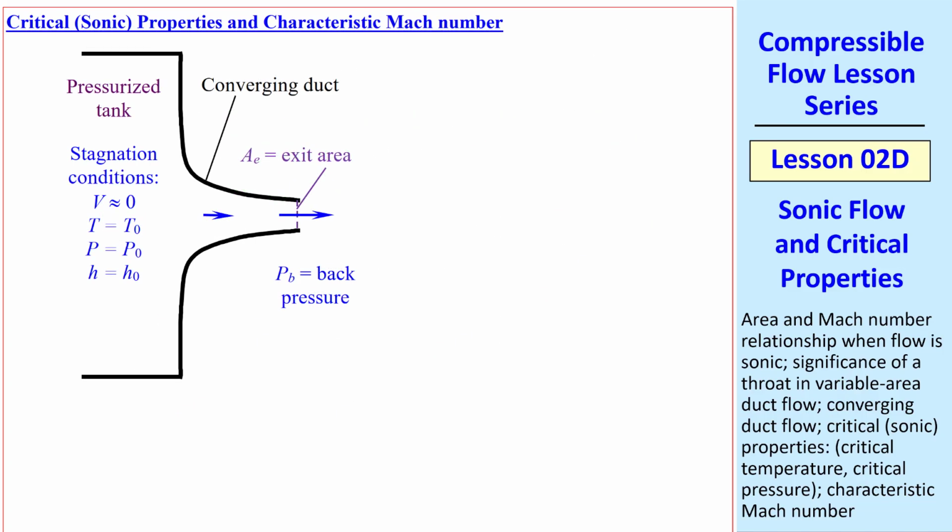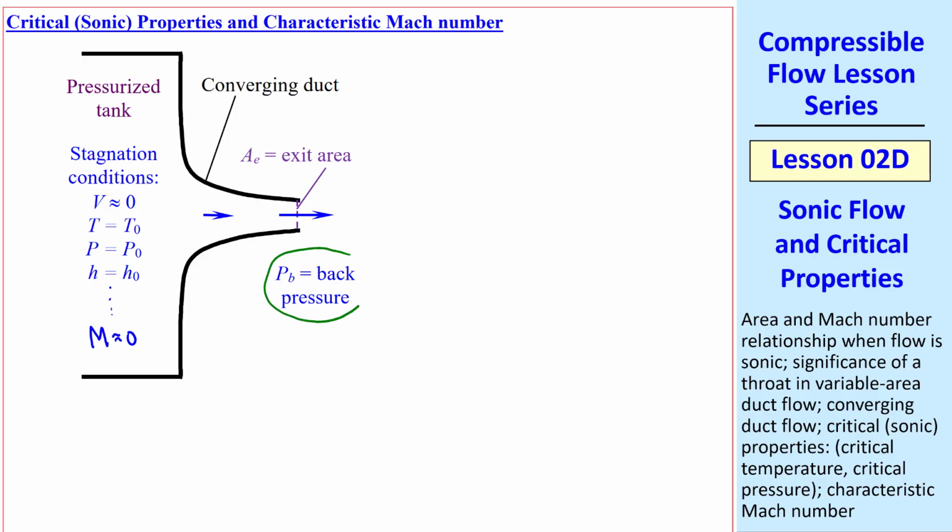Now consider critical or sonic properties in a converging duct. Suppose we have a pressurized tank that's huge compared to this nozzle or converging duct. Far upstream we have stagnation conditions. Velocity is approximately 0. Therefore we have stagnation temperature, stagnation pressure, stagnation specific enthalpy, etc. And Mach number is approximately 0.